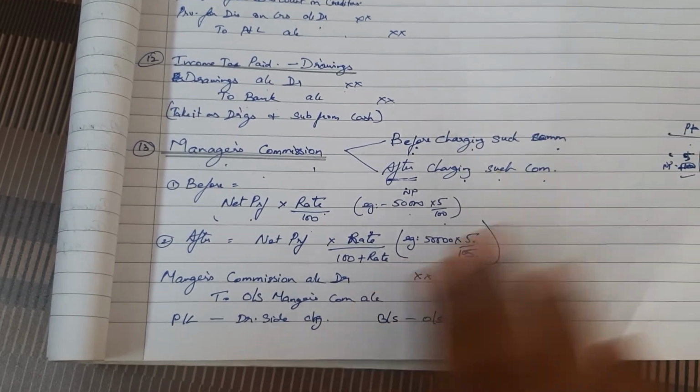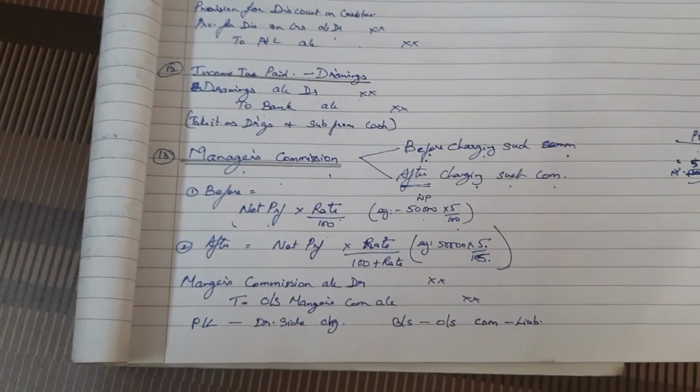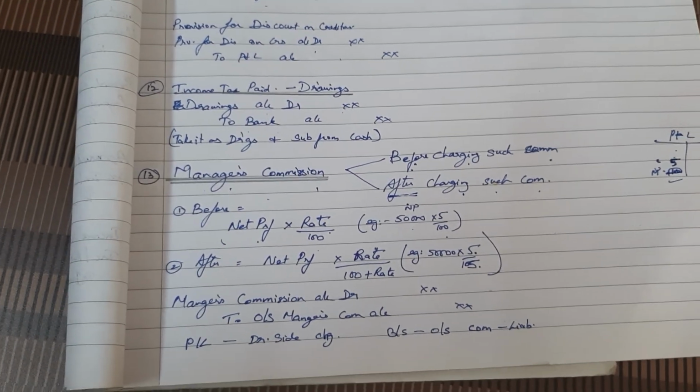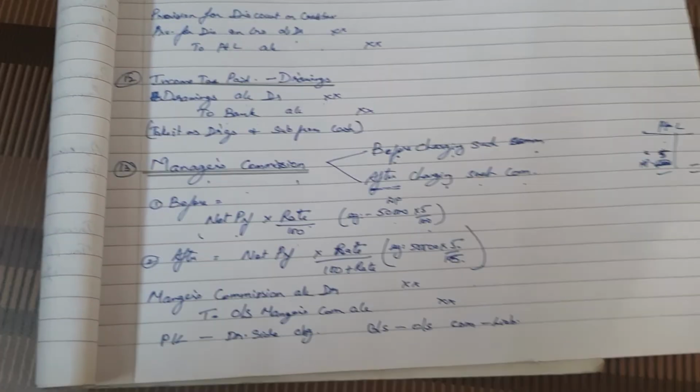Okay, so with this we have completed all the adjustments relating to final accounts. Okay, hopefully you would have understood all the adjusting entries. Thank you.